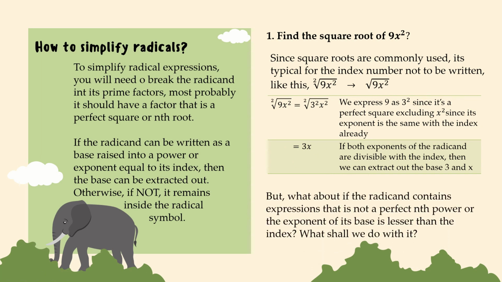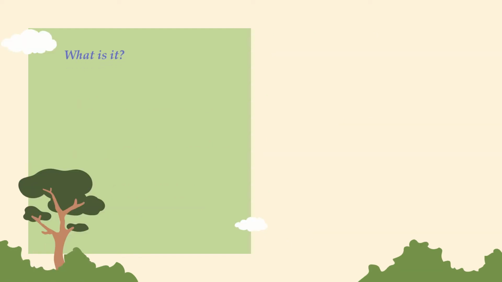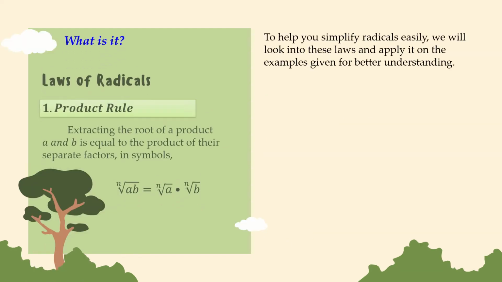But what about if the radicand contains expressions that is not a perfect nth power, or the exponent of its base is lesser than the index? What shall we do with it? Bitaw sa. So, what if the square root of 9x cubed na siya? X cubed, ang index kay 2. So, sobra siya, no? So, pwede siya i-factor out ang x cubed as x squared times x to the 1. So, let us have this discussion.